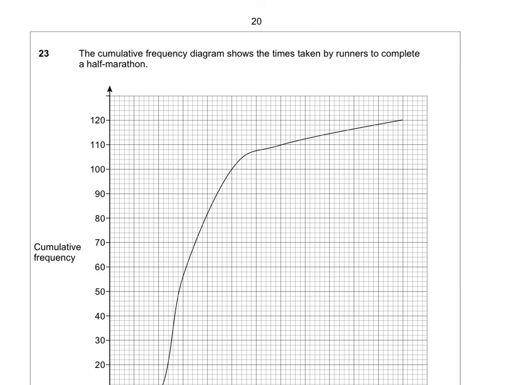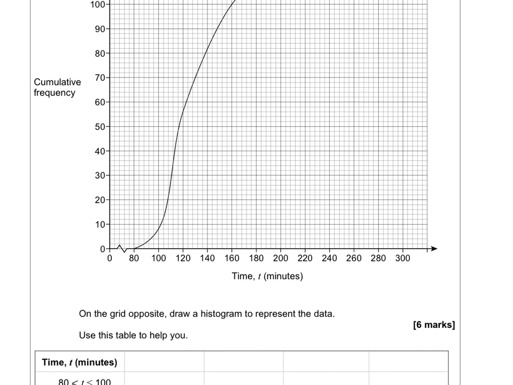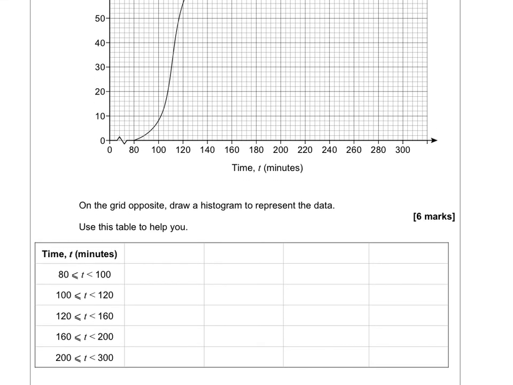Question 23. The cumulative frequency diagram shows the time taken by runners to complete a half marathon. On the grid opposite, draw a histogram to represent the data. Use this table to help you. So, we've been given 4 blank columns. We're going to use all of them. The first one is for cumulative frequency.